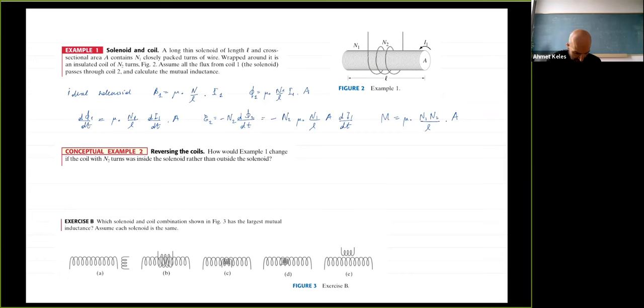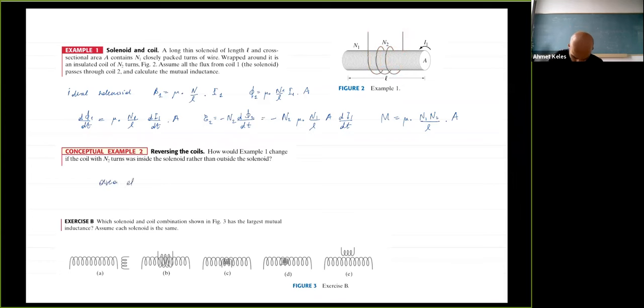So here's a conceptual example, reversing the coils. How would example one change if the coil with N2 turns was inside the solenoid rather than outside? Suppose this loop outside is actually inside. Would the answer change? Or if it does, how does it change? Does it increase or decrease? So the area of loop two is smaller, then A would go to some A2, which is smaller than A, then M decreases.